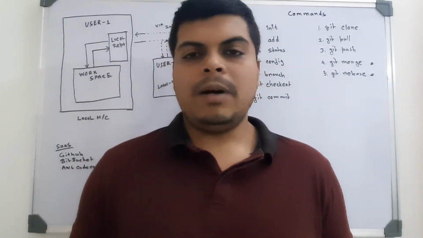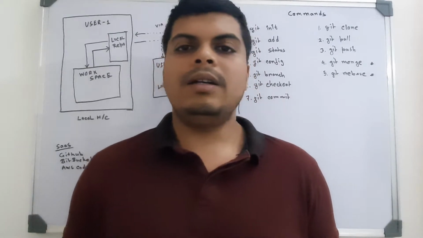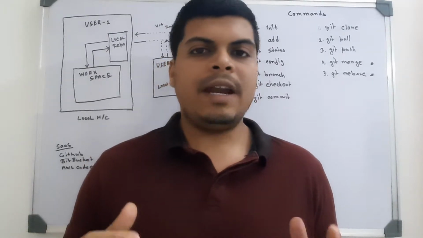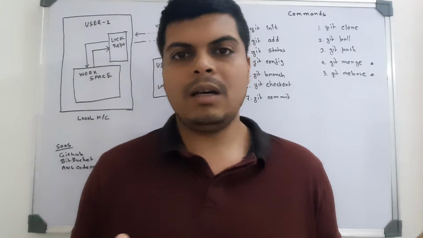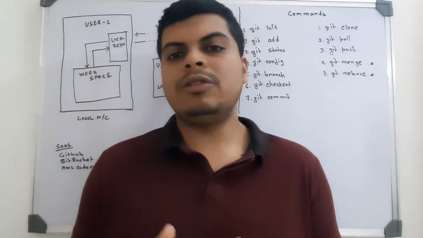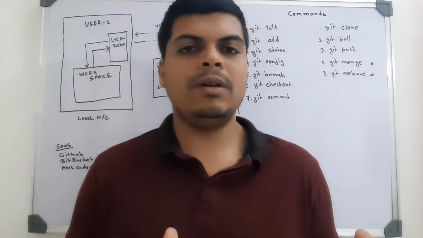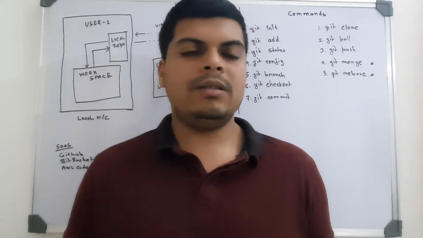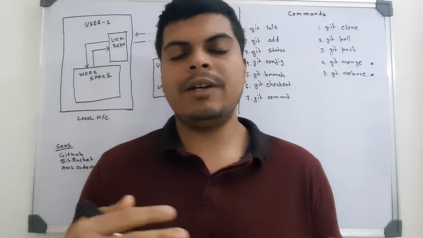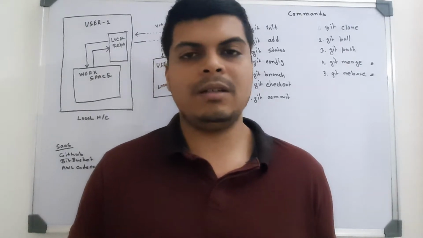So Git is a version control system. As I told, it can be installed locally. It can be installed on 4 or 5 machines in your local intranet. Most of the companies install a Git repo in the company's private network, and then you connect with VPN, and then you access the repository.